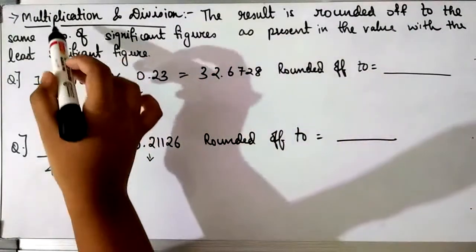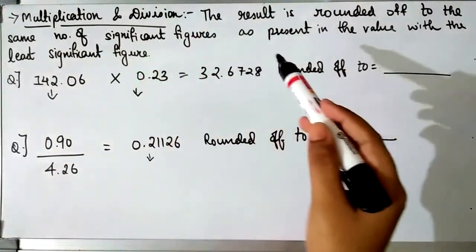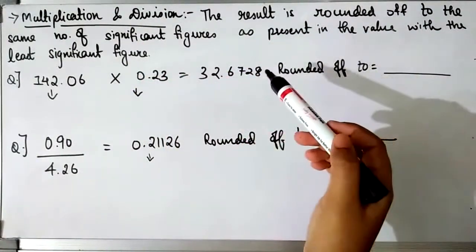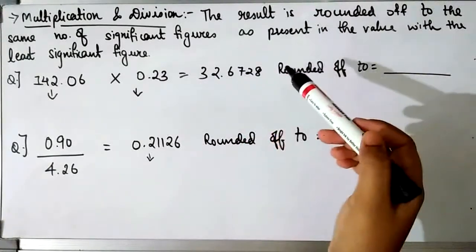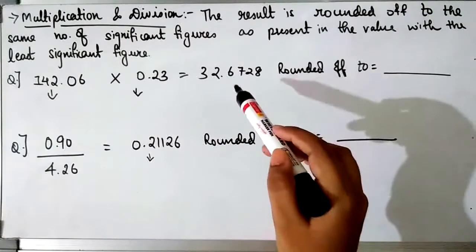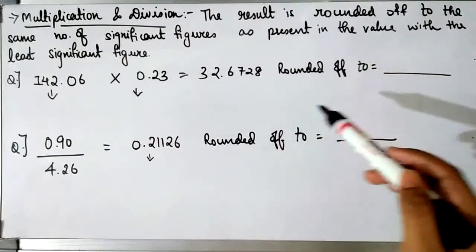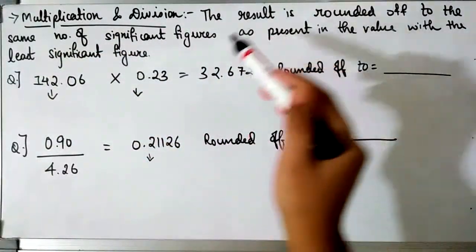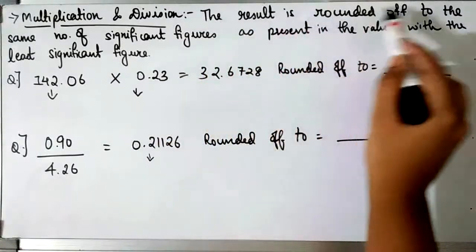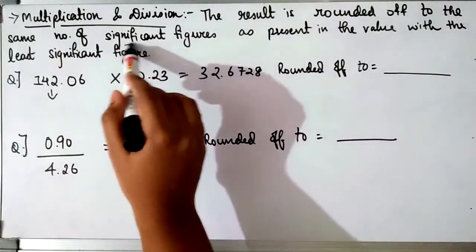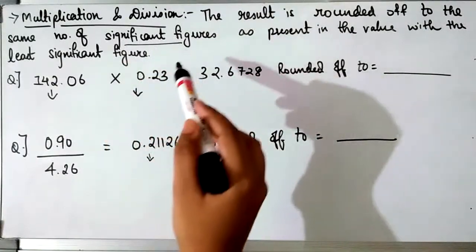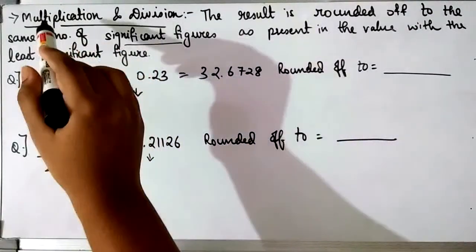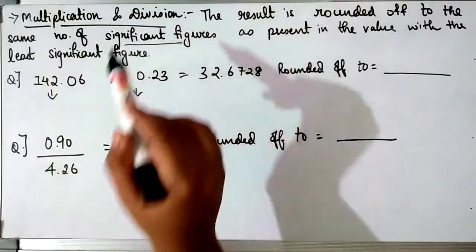Now let us see what we need to do when we have got the multiplication and division of significant figures. In the previous one I told you about addition and subtraction. When we have addition and subtraction of significant figures, we check the decimal places, and the least decimal places that we have got, we round off the result also to that. Now what to do when we have multiplication and division of significant figures? This time we have not got decimal places, we have got significant figures. When it comes to addition and subtraction, we check the decimal places, but when it comes to division and multiplication, we have to see the significant figures.